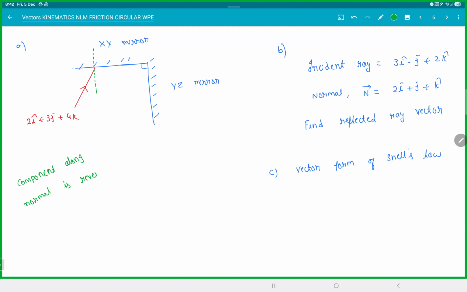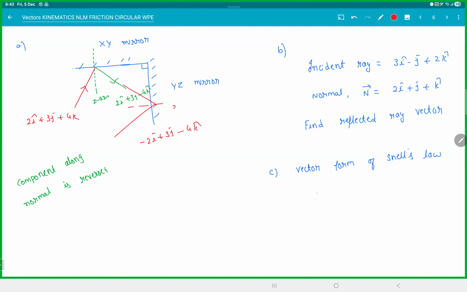So when you hit the xy plane, the normal will be the z axis. So this will be 2i plus 3j minus 4k. When you hit and bounce here, the x-axis is the normal. So this will be minus 2i plus 3j minus 4k. Got this?